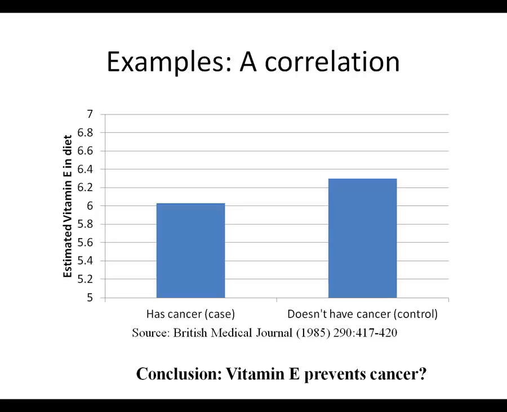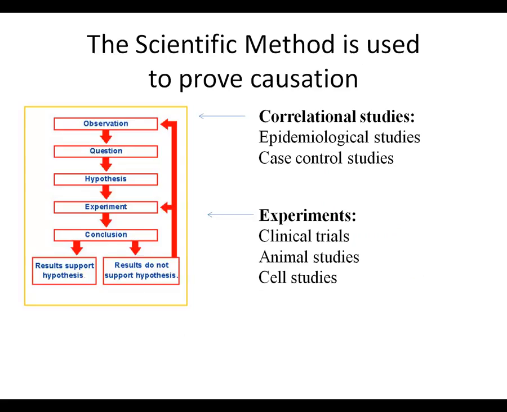So there is a logical problem with collecting correlations. Sometimes they're there because there is an underlying cause and effect relationship, but they can also be there for reasons that have nothing to do with each other, just spurious. Okay, so what we want is we want to prove causation. We want to prove that if you take vitamin E, you won't get cancer. The only way to do that is to do a full experiment.